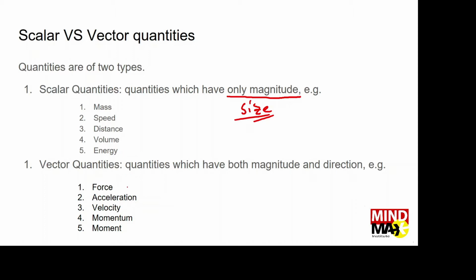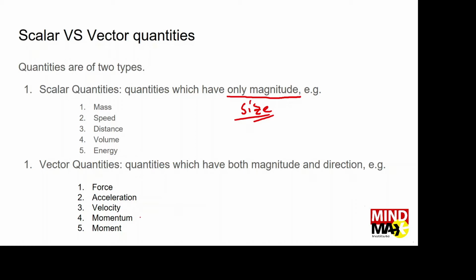Vector quantities are those which have both magnitude and direction. These include force. Force is a push or a pull. Acceleration is the amount of change of velocity per second. Velocity is the amount of distance moved by an object per second in a particular direction.